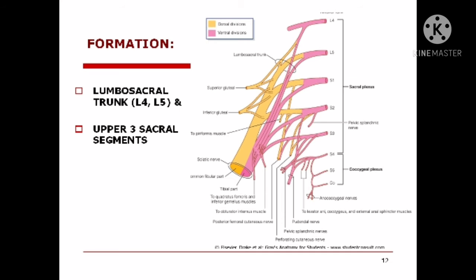In this slide, you can see how the lumbar 4 and 5 anterior and posterior both of the segments, they unite to form the lumbosacral trunk, and the trunk goes downward and unites with the S1, S2, S3 and S4 segments, and results in the formation of the sacral plexus and the big nerve that is called the sciatic nerve, which is composed of the posterior and the anterior segmental fibers, which we will discuss in the coming slides, inshallah.